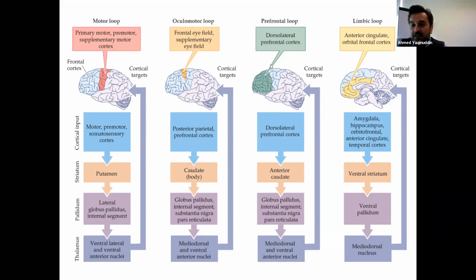Substantia nigra reticulata does not contain dopaminergic neurons. No, it does not contain dopaminergic neurons. It contains GABAergic neurons. What does the subthalamus do?